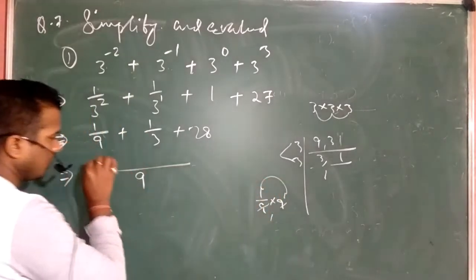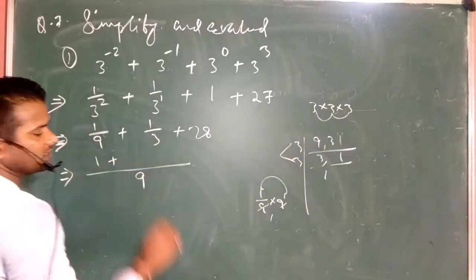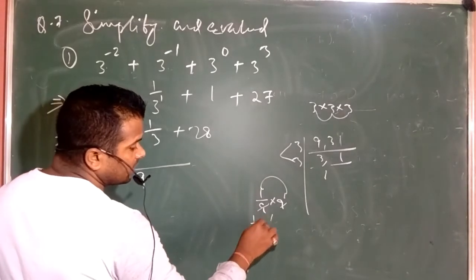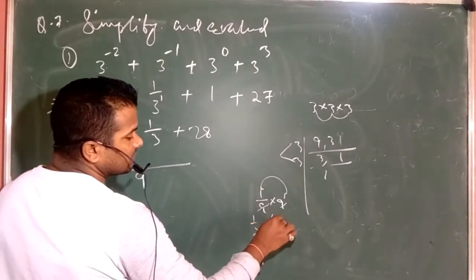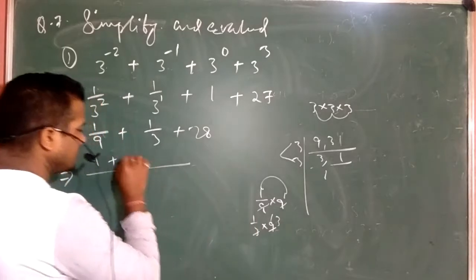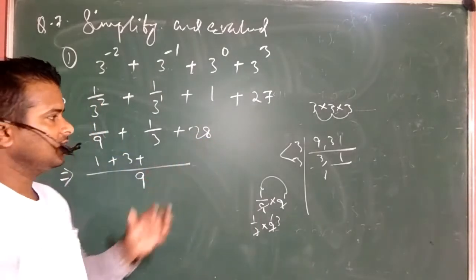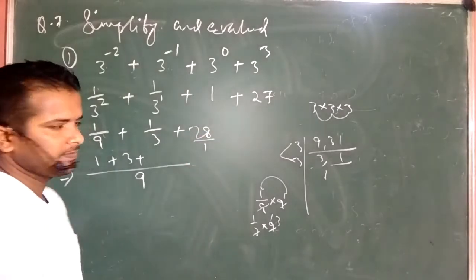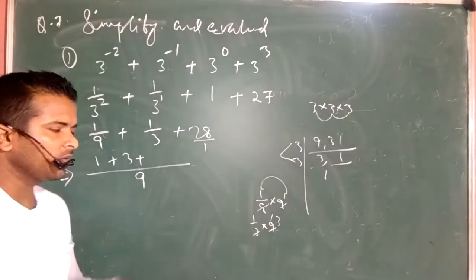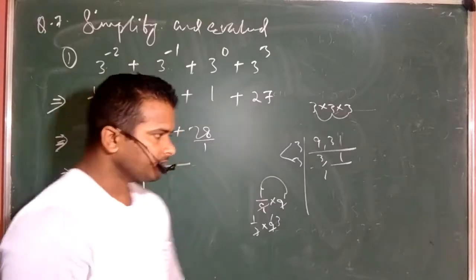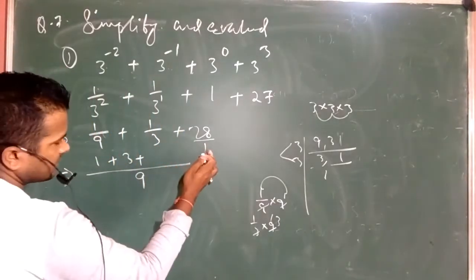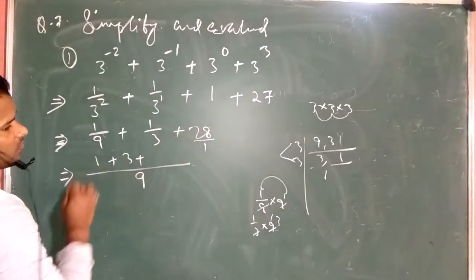So 1 1s are 1 plus 1 by 3. So 1 by 3 into LCM 9. 3 1s are 3, 3 3s are 9. That means 3 1s are 3 plus this 28. There is no base. No base means simply we should write by 1. Okay? Because 28 by 1 means how much? 28 only. Now, since it is 1, directly we will multiply 28 into 9.